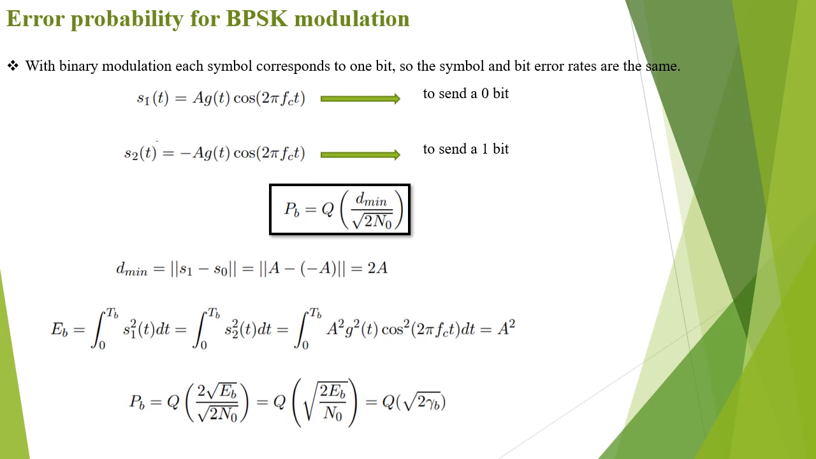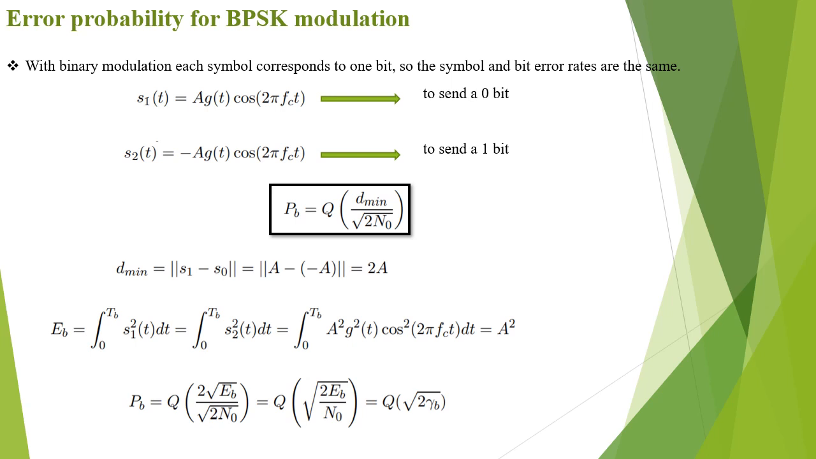Firstly, I considered here BPSK modulation, which is binary phase shift keying modulation, with coherent detection and perfect recovery of the carrier frequency and phase. In binary modulation, a symbol corresponds to one bit, so the symbol and bit error rates are the same. This is the transmitted signal for sending a 0 bit and this one is for sending a 1 bit.